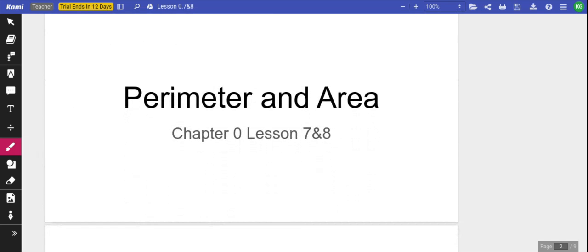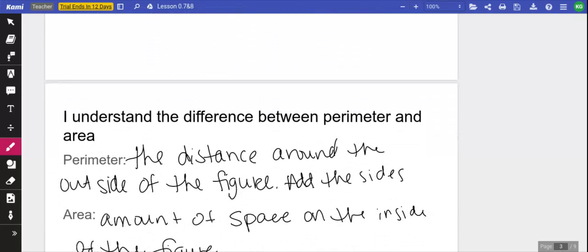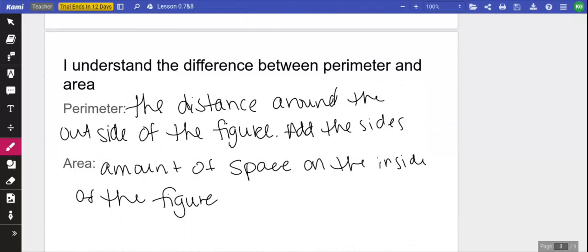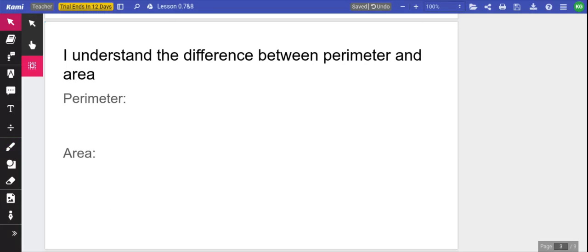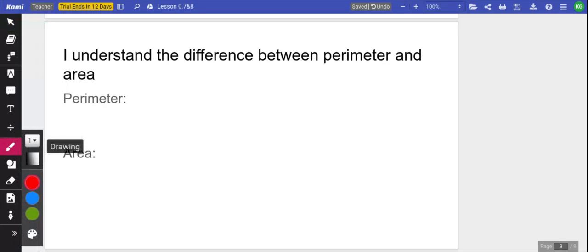Chapter 0, Lessons 7 and 8 are going to be combined. Chapter 0, Lesson 7 is all about perimeter, and 8 is about area. And so we're going to do them together. Okay, first thing we have to talk about is what is the difference between perimeter and area?